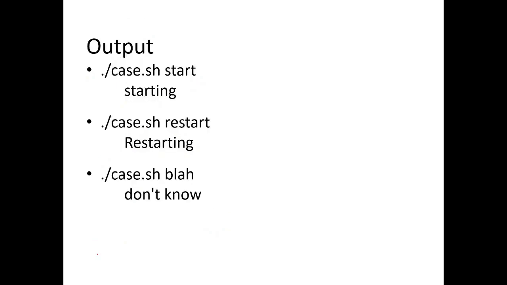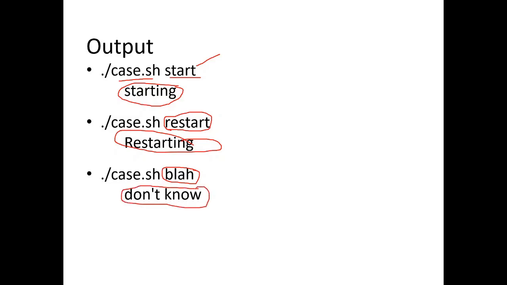So your output is, see this is your file name case.sh, and this is your argument start. So as I told you, it is going to match with that start pattern and it is going to display on the screen starting. Now once more, if your input is restart, then it is going to display restarting. And if the input is some invalid input which does not match with the pattern, if it does not recognize it, then it is going to display don't know on the screen. This is how you are going to use the case statements.